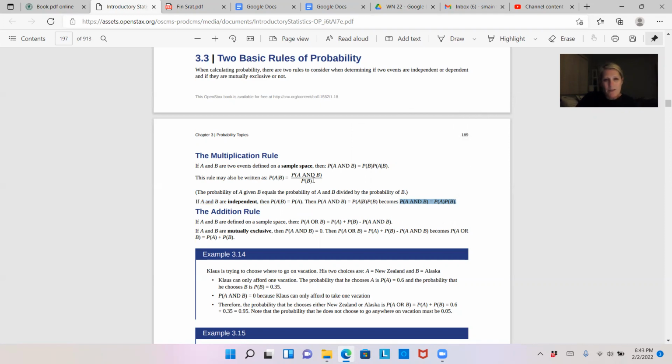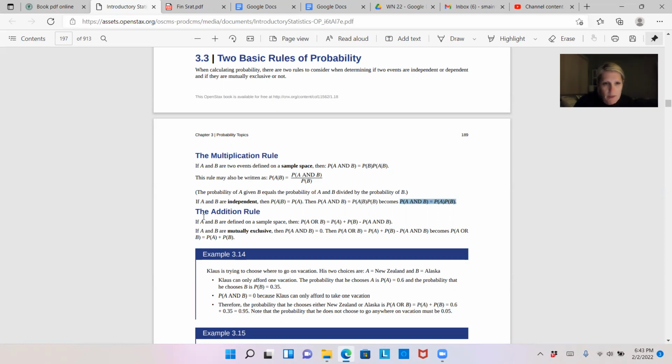Now we are going to use a little bit of the thinking of this rule. The probability of A given B is equal to the probability of A and B divided by the probability of B. We're going to use that thinking, but I'm not going to be assessing you over that in the problems that I'm giving you.